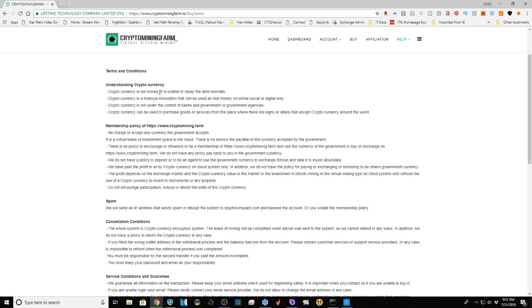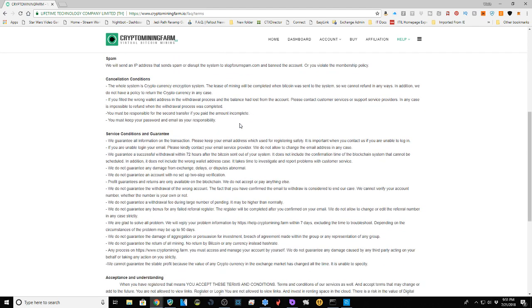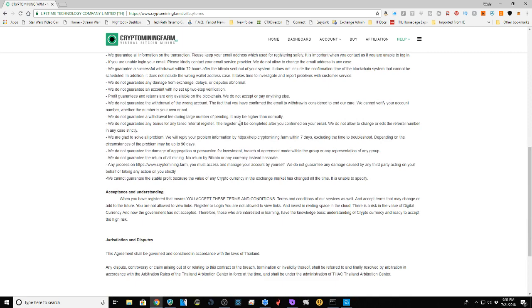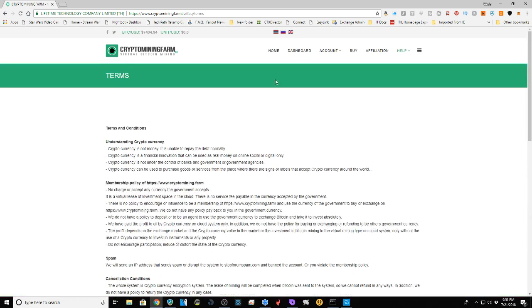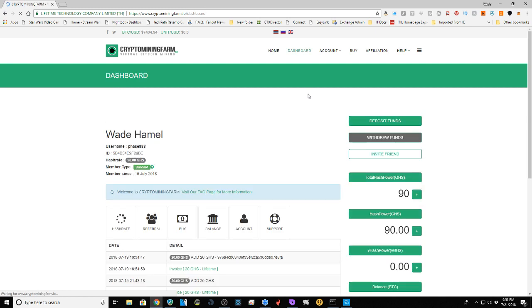Terms. Make sure you read the terms and conditions in anything that you sign up for, because not understanding your terms and conditions is one of the easiest ways to get frustrated in cryptocurrency, as a lot of people who just got burned by Hashflare would understand.